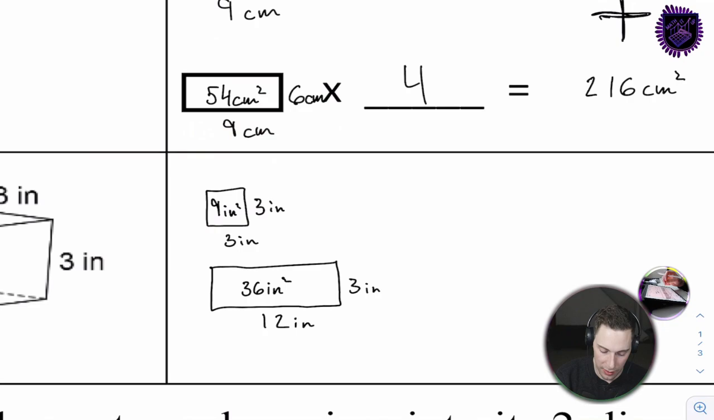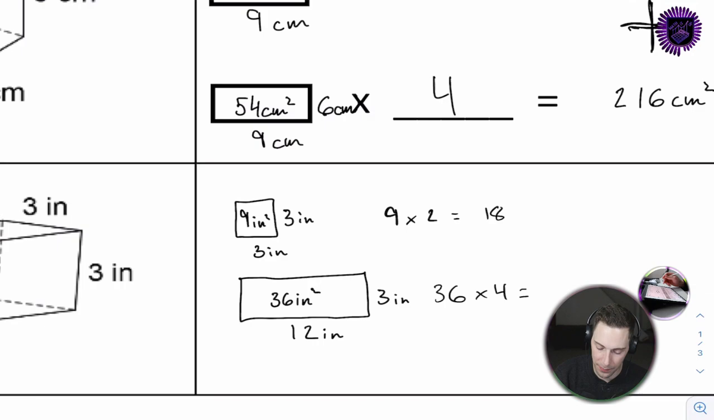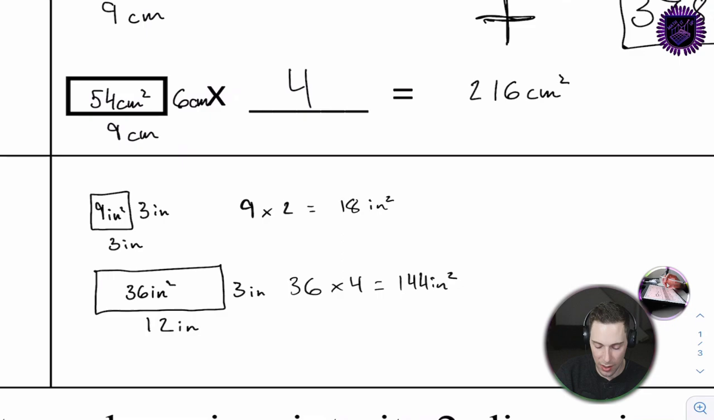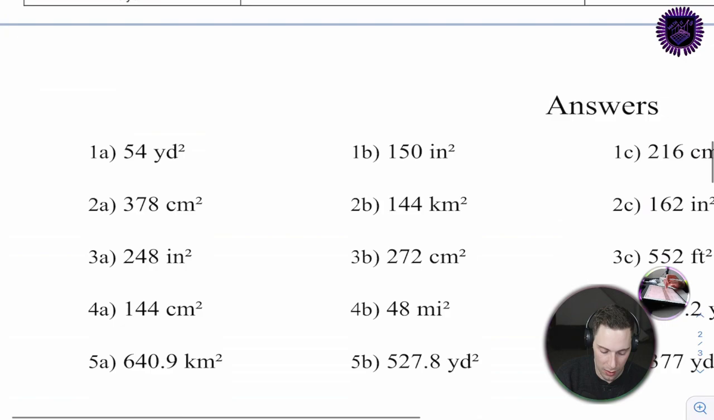Now we're going to have 9 times 2, which will equal 18, and we're going to have 36 times 4, because there's 4 sides of those, and that's going to equal 144 inches squared. We're going to add those two together, 162 inches squared. That's our total surface area, 2C. It's always nice to just check my work as I go.